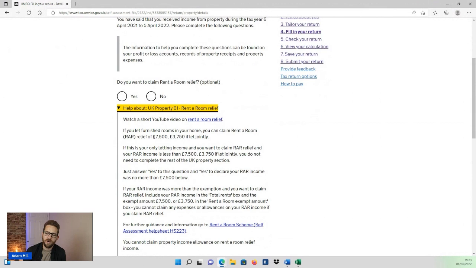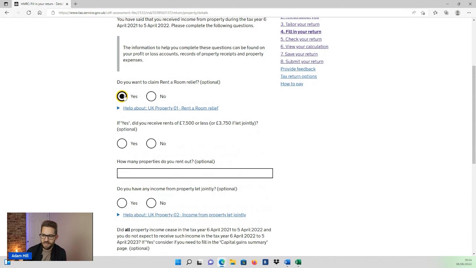Rent-a-room relief currently covers £7,500, so really generous, of rental income. So if you rent a room in your own home and your income is below £7,500, then that will be covered by rent-a-room relief and you wouldn't pay any tax at all on that. And it's split 50-50 if the property is let jointly.